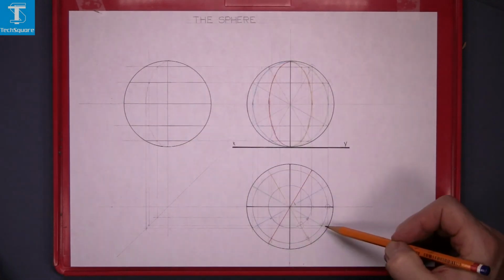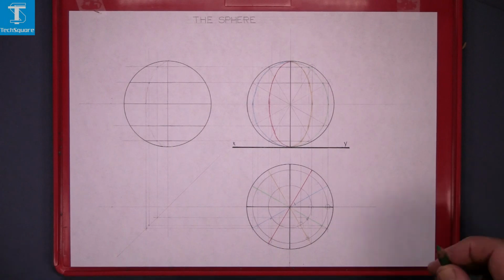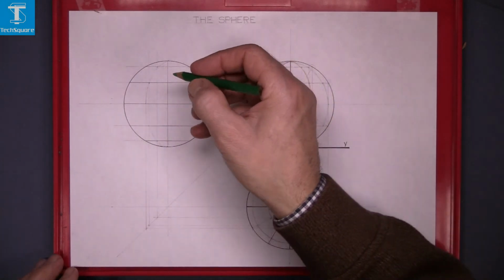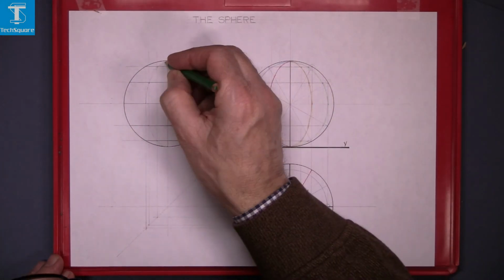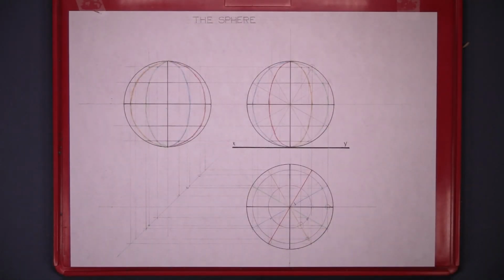Now that's the green line there. Just line in that line. And that's the sphere complete.